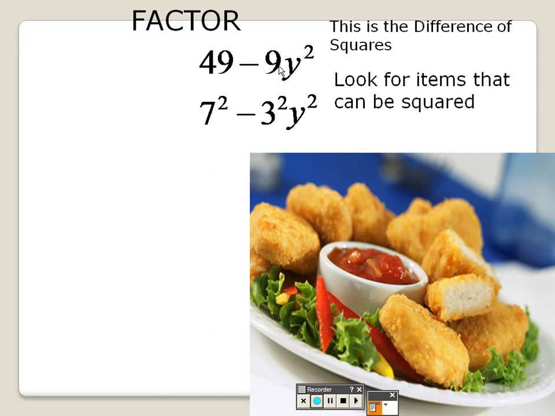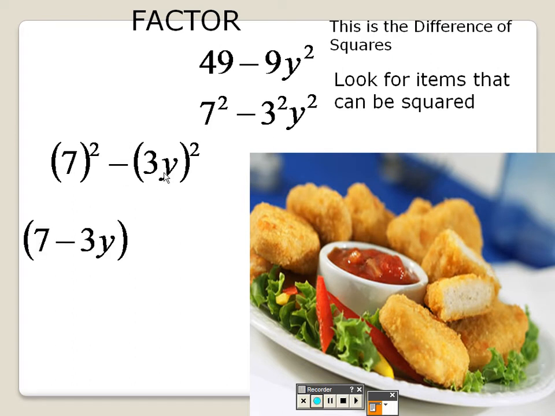So I actually have the difference of squares. My first term is just a number. So the first term is a 7. The last term, when I put them together, is a 3y. So the point being, it's the first term minus the second term, and the first term plus the second term. And there are my 2 factors.